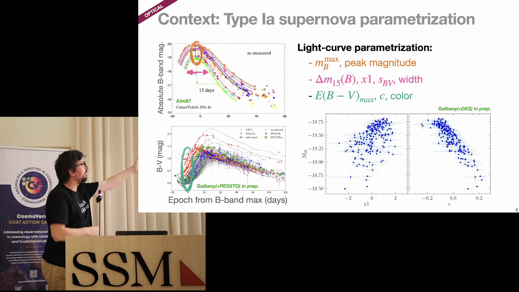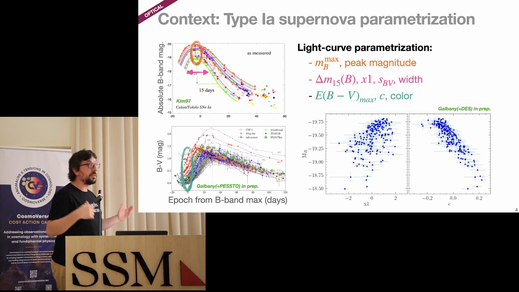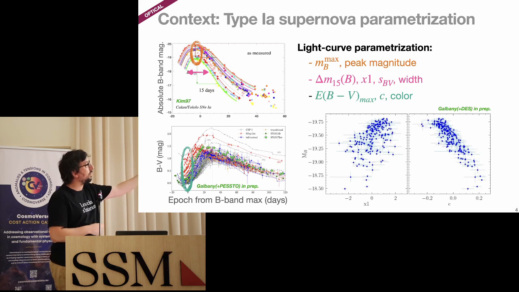Here you see the Phillips relation and the color relation. I didn't put the original references here. This is called the Phillips relation from 93. There's Riess 96, Tripp 98, Burns 14 for the color relation. This is from the ESSENCE survey, just a random sample that I use. And you can see the absolute magnitude relation with measurement of the width and the color.